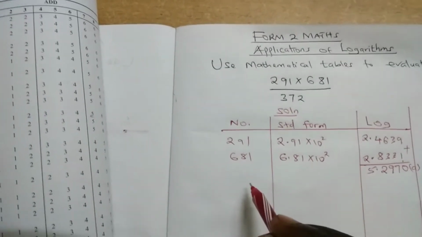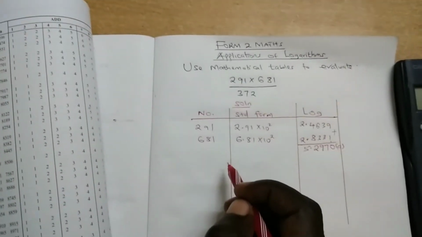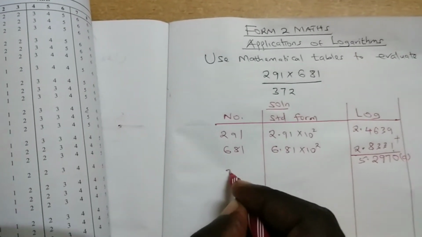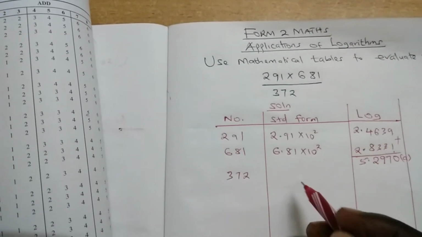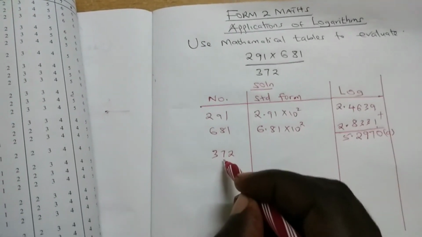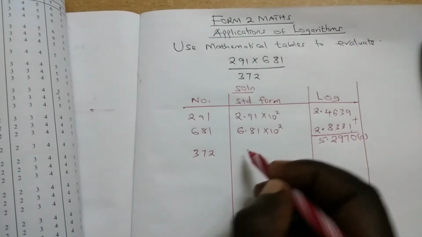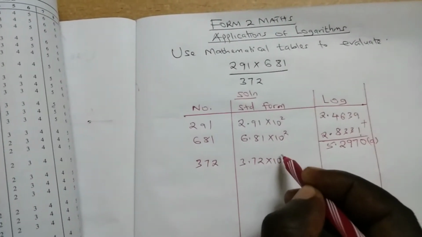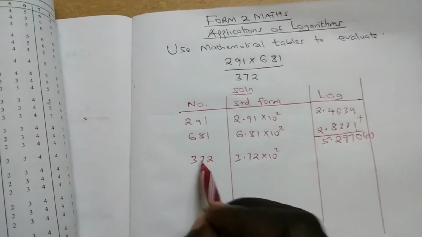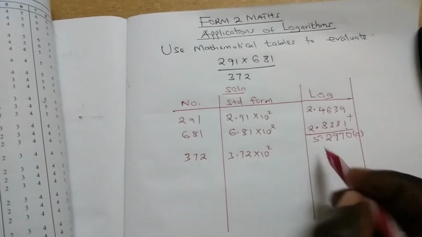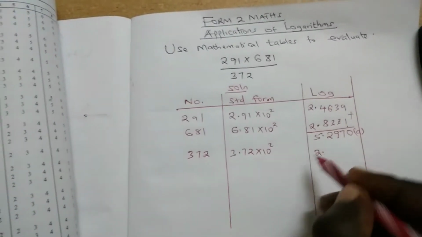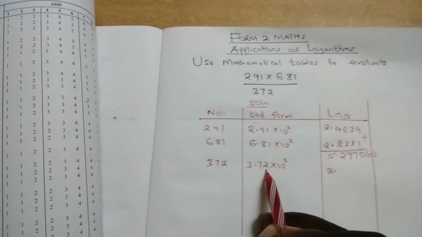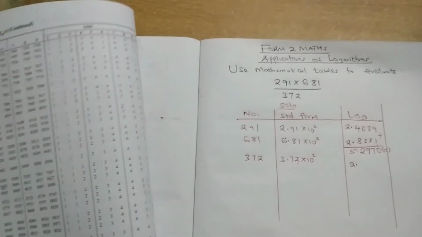Then we go to the denominator, and the denominator here has 372. We come and write it here, 372. Then this 372 in standard form will be 3.72 times 10 power 2, since we have moved the decimal point 2 times. So in this case we begin with 2 point, then we go to 3.7, and to where it is 2, then we read off the logarithm of that number.